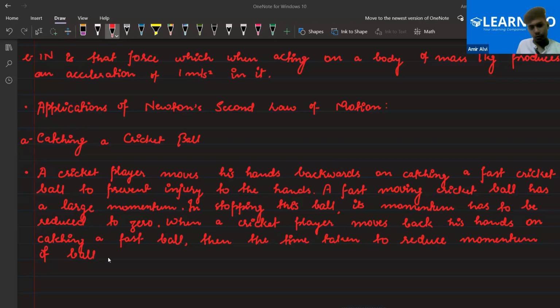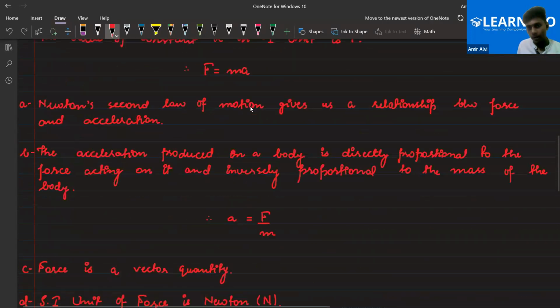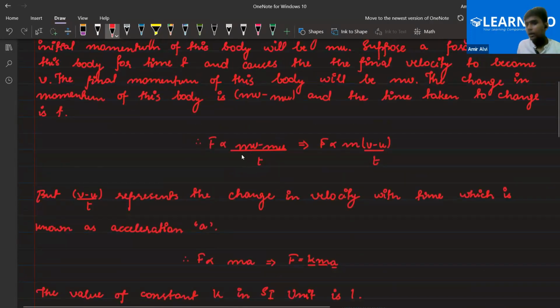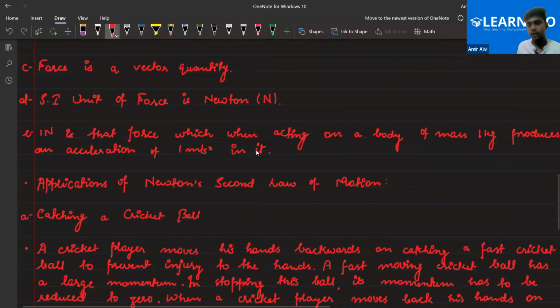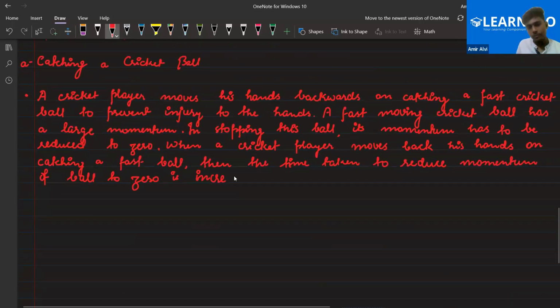When you take your hand in the backward direction, the time taken is increased. So देखो, the more time it takes to change the momentum, the denominator is increasing, so the actual force applied on the hand that can hurt will be decreased. That's why the hands are taken backwards.